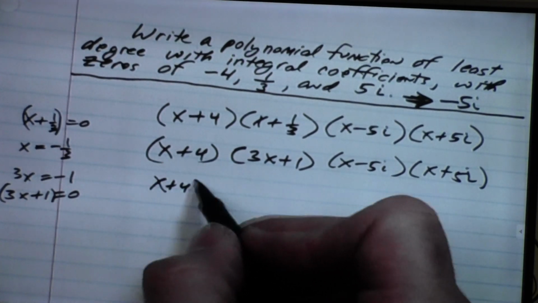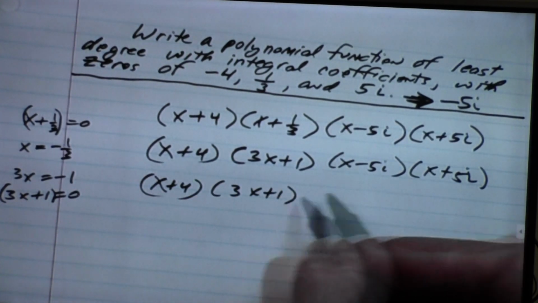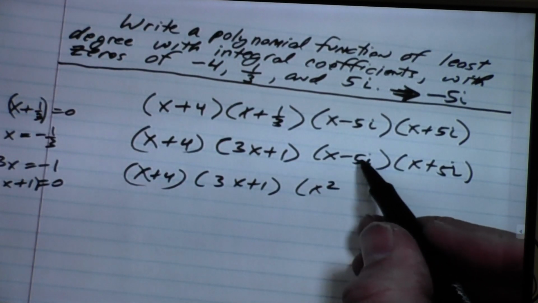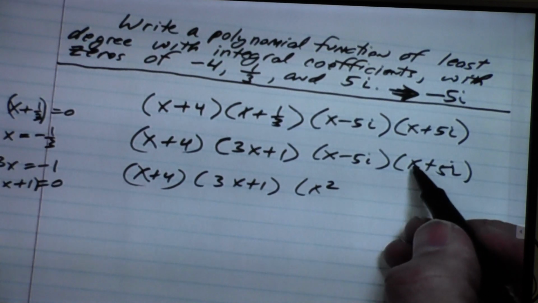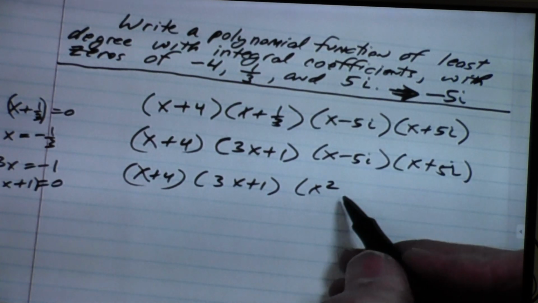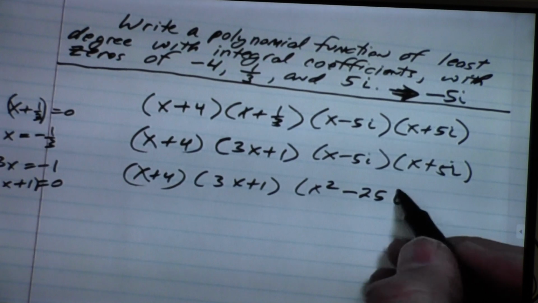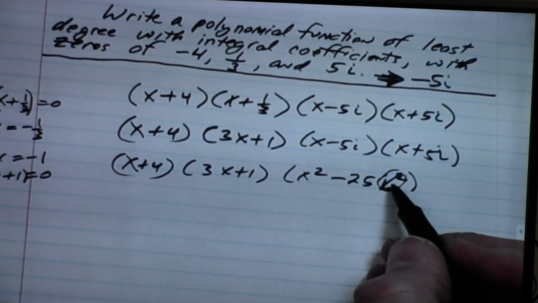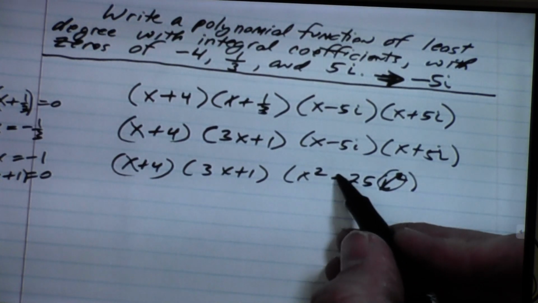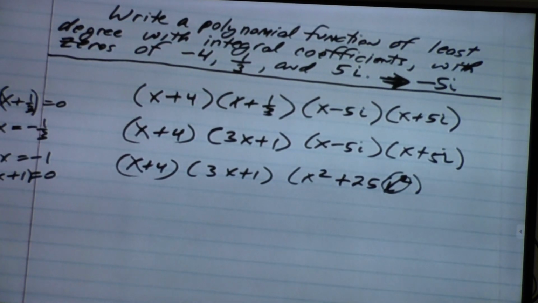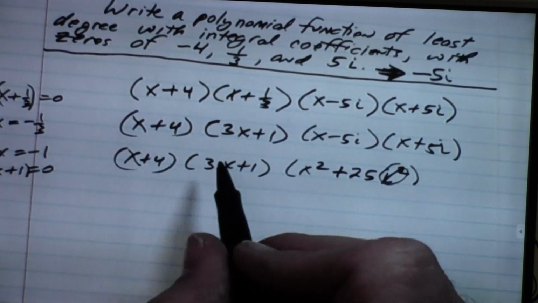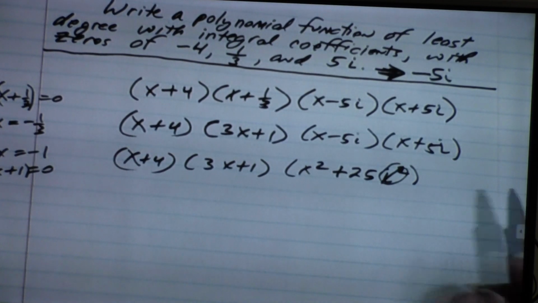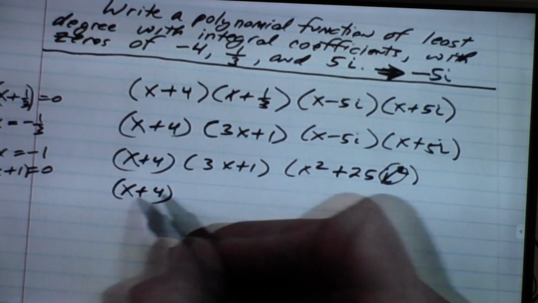I'm going to rewrite these because I'm not using them yet, just keeping them in the pattern. And then x times x is x squared. And plus 5ix and minus 5ix, those go away, and I'm going to multiply these. That's negative 25 and i squared. Well, i squared is negative 1. Negative 1 times negative 25 is positive 25. So I will have x plus 4, 3x plus 1, and x squared plus 25. At this point, I guess I'll rewrite that to make that clear and neat.